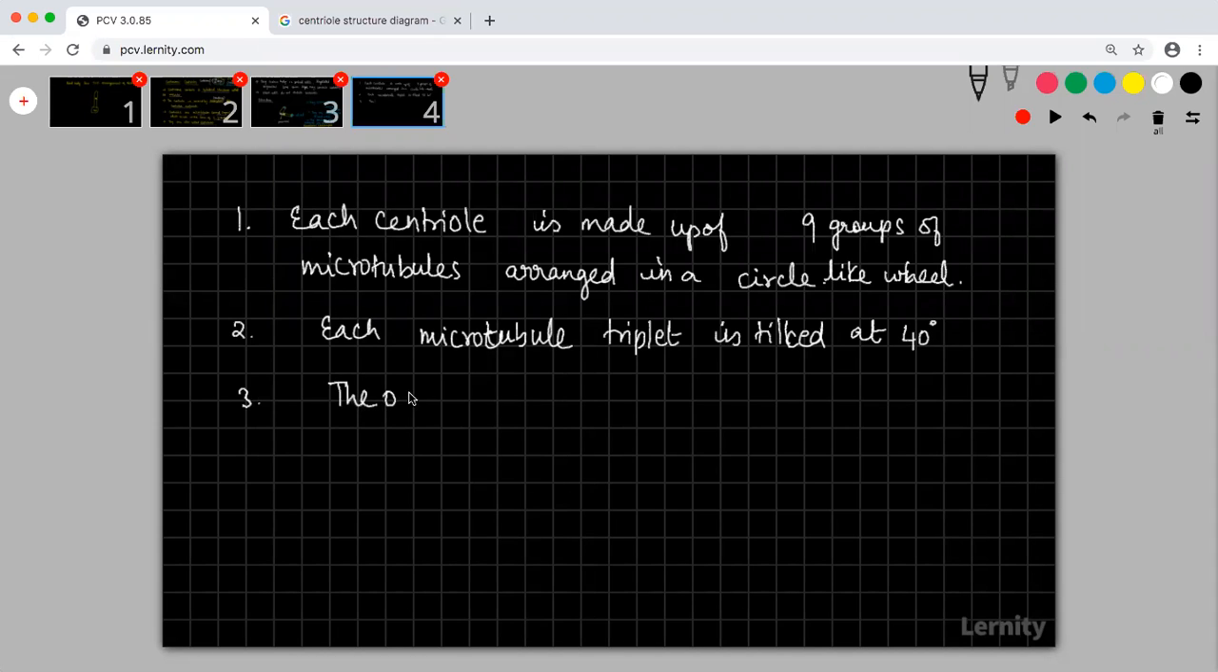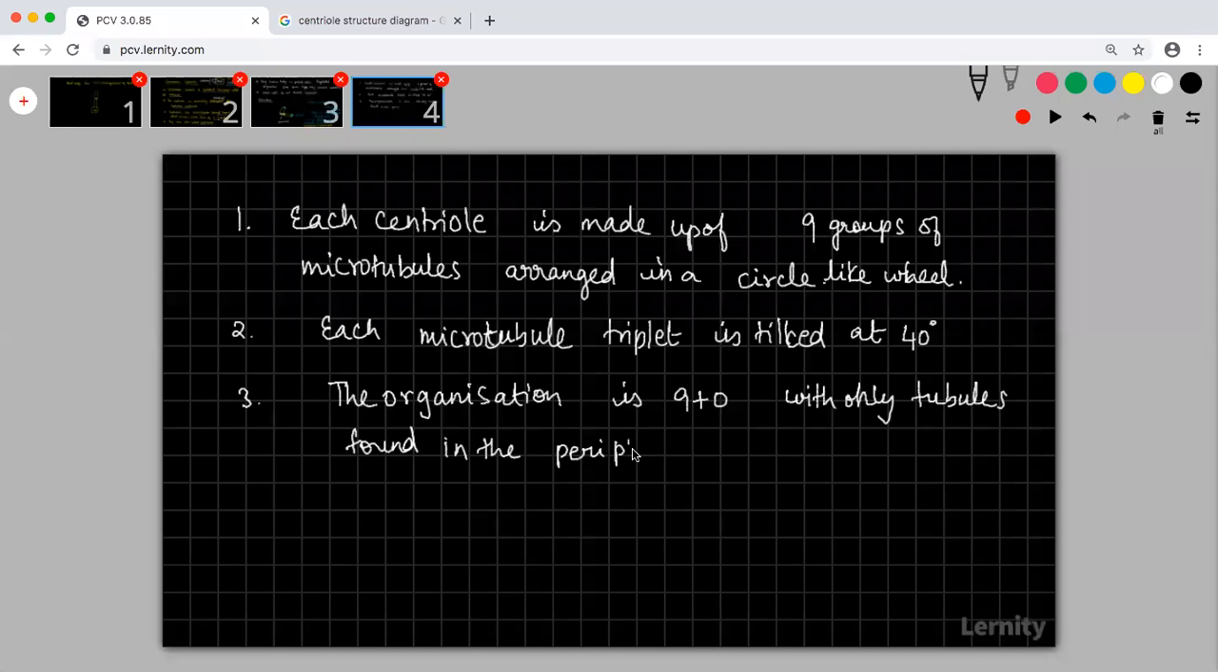The organization is 9 plus 0, with only tubules found in the periphery. They are made up of a protein.